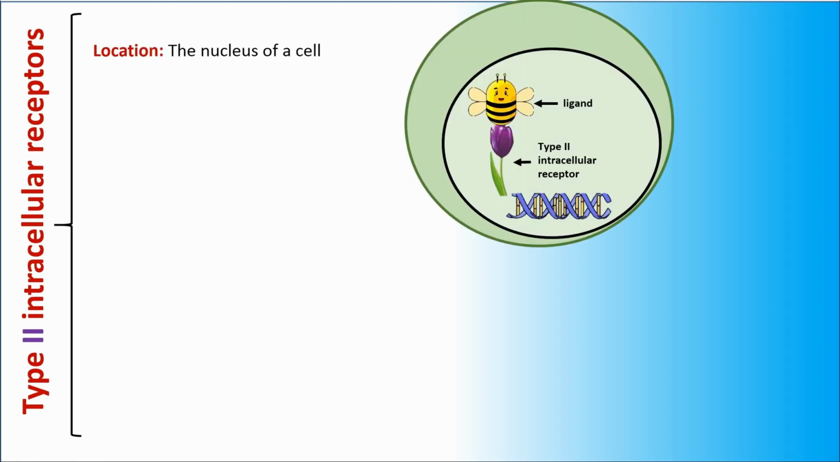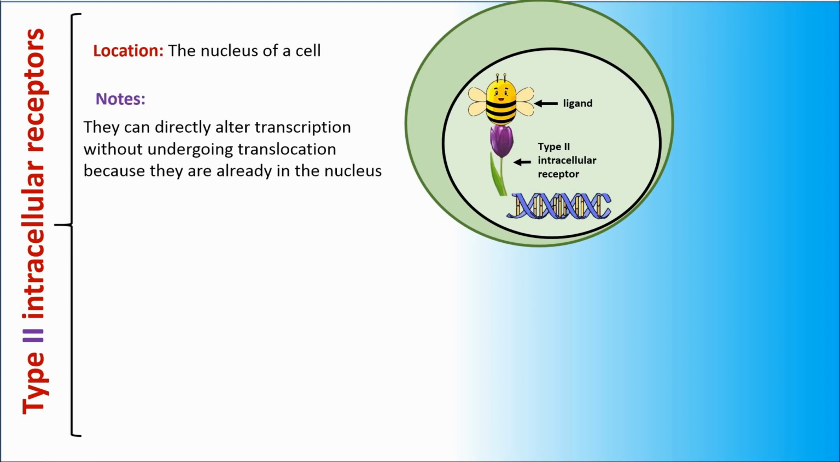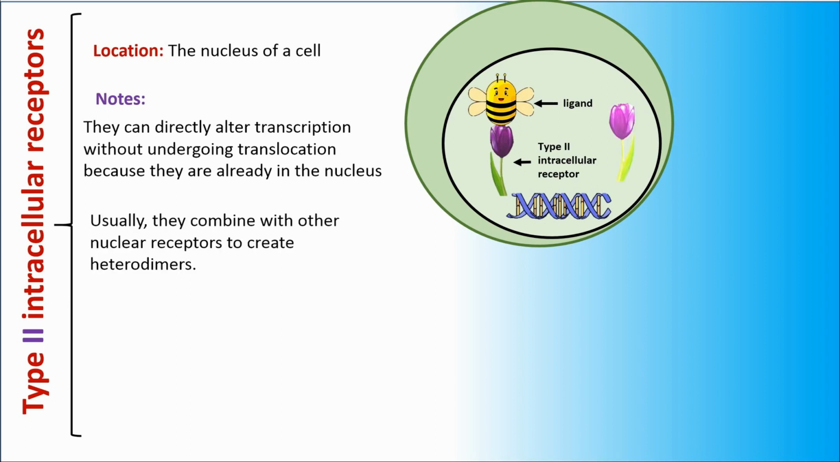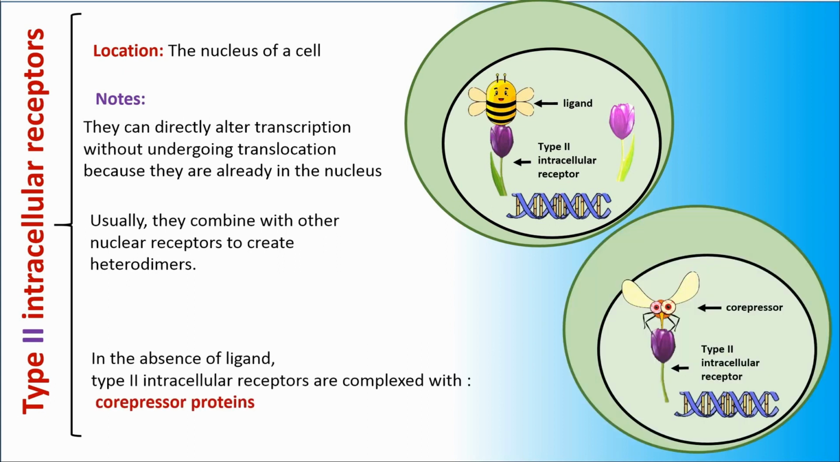Type 2 intracellular receptors. They are located in the nucleus of a cell. They can directly alter transcription without undergoing translocation because they are already in the nucleus. Usually, they combine with other nuclear receptors to create heterodimers. In the absence of ligand, type 2 intracellular receptors are complexed with co-repressor proteins.